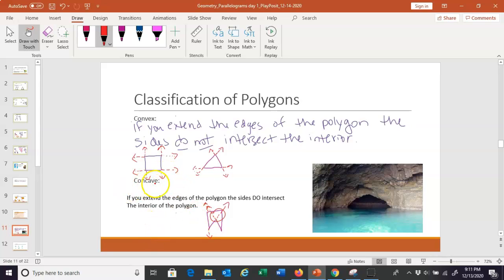I love this name because look, it kind of looks like a little cave. That's why I have a picture of a cave here. Here's an example of a concave polygon. Any polygon that kind of has an opening. And that makes sense if you think about it, because that opening that's kind of going inside the shape is going to cause those edges to go inside the shape.